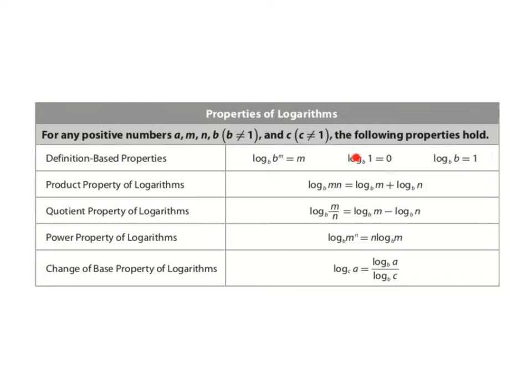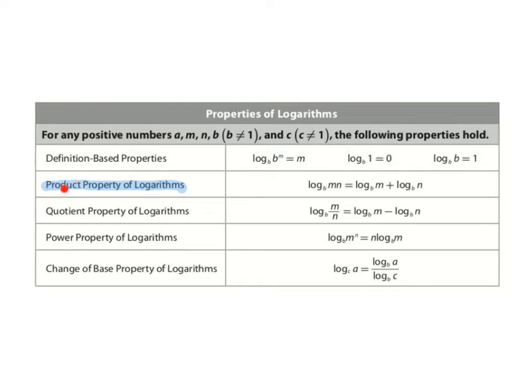Here, if you have log base b of 1, any base logarithm of 1 will always be 0 because b to the power of 0 is 1. And last, if you have log base b of b, again, if your base and this number match, the exponent must be 1, so it's equal to 1. So these are things that you've actually already been using when you evaluate, but we're just spelling them out as properties. The next one are the product properties of logarithms.